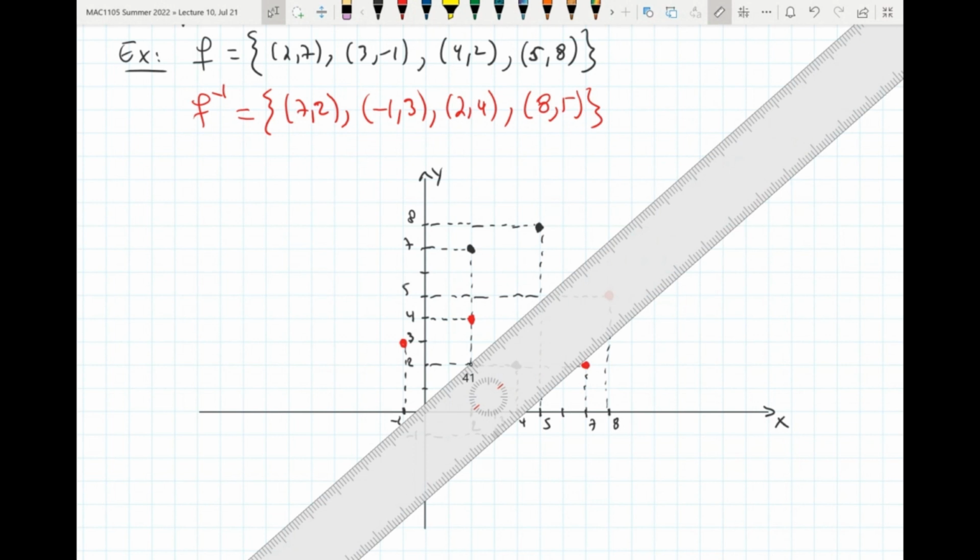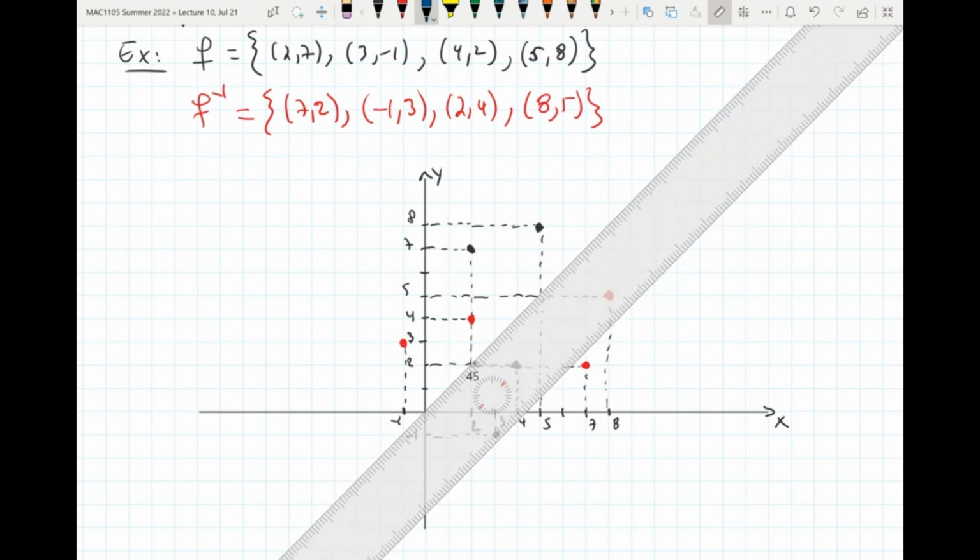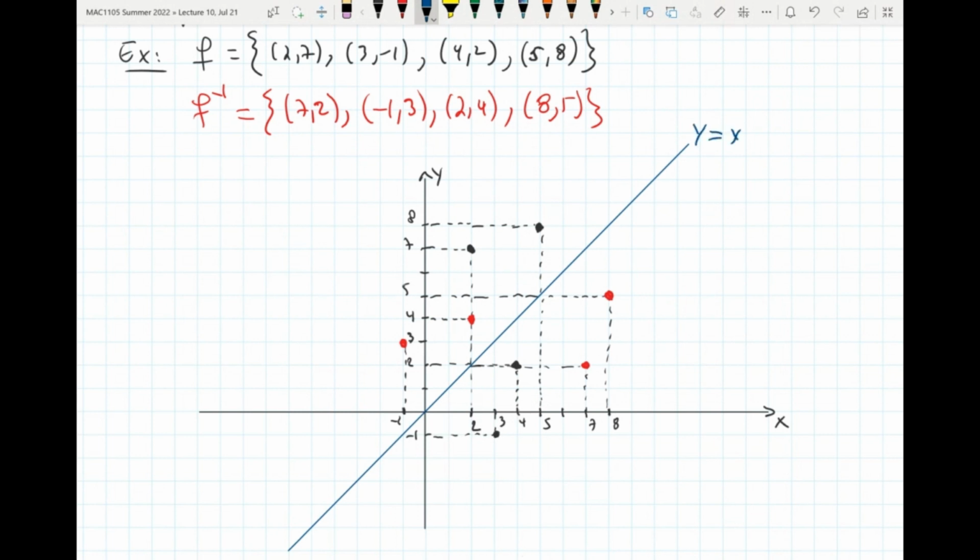So I'm going to draw this line, as a line y equal x. And now let us take a look and see what's going on. For example, we had the point 2, 7, right? Which is this point here. And what happened to the point 2, 7? Where did it go to when we did the flipping? It went to 7, 2. So this point came over here. Yes? All right.